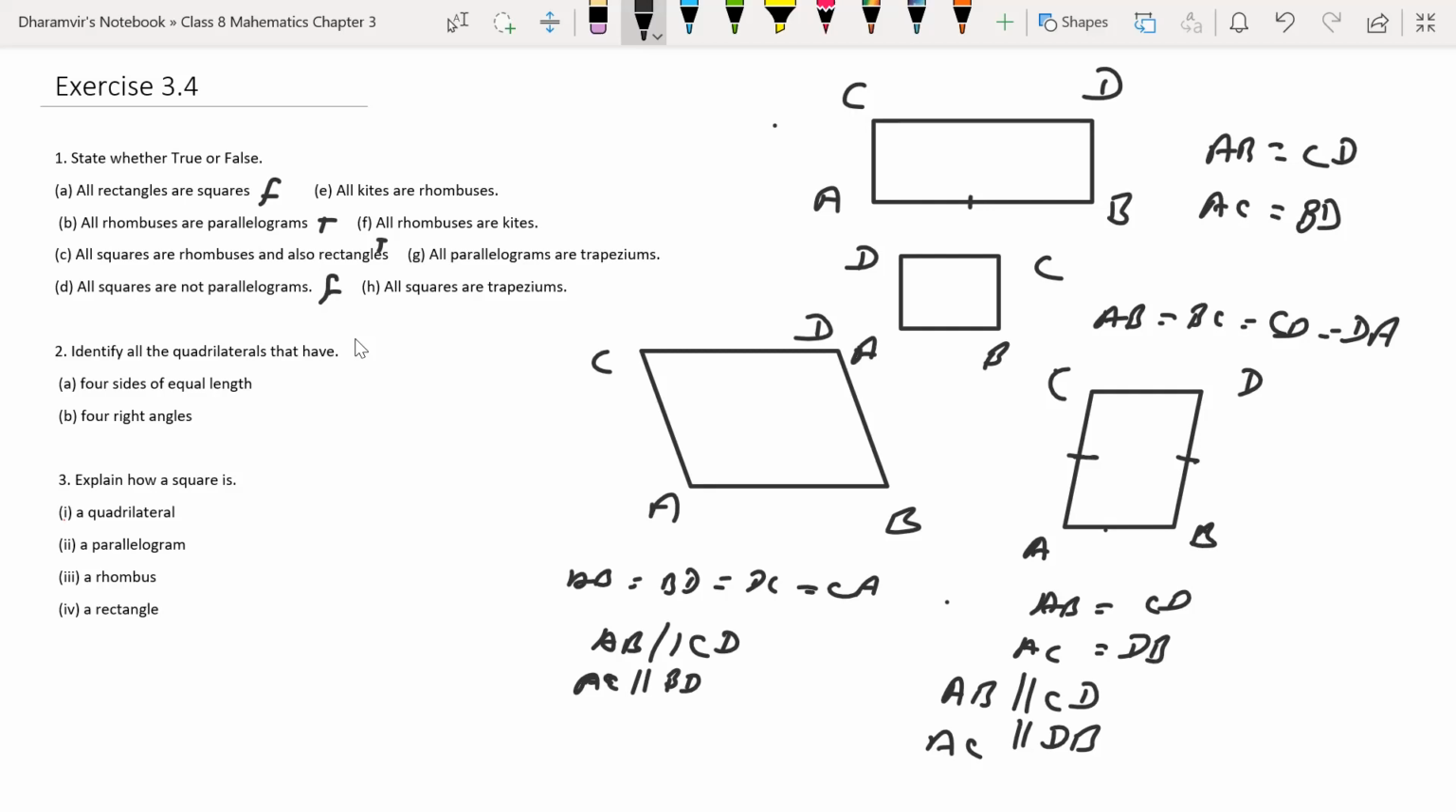All kites are rhombuses. What is a kite? A kite is a quadrilateral where consecutive sides are equal. A rhombus is a parallelogram where all sides are equal. So kites have their consecutive sides equal, whereas a rhombus has all its sides equal. So all kites are not rhombuses, because in a rhombus all sides are equal and parallel, like this. This is a kite.